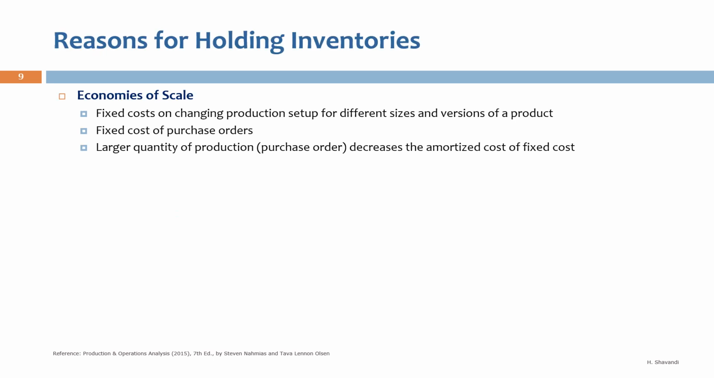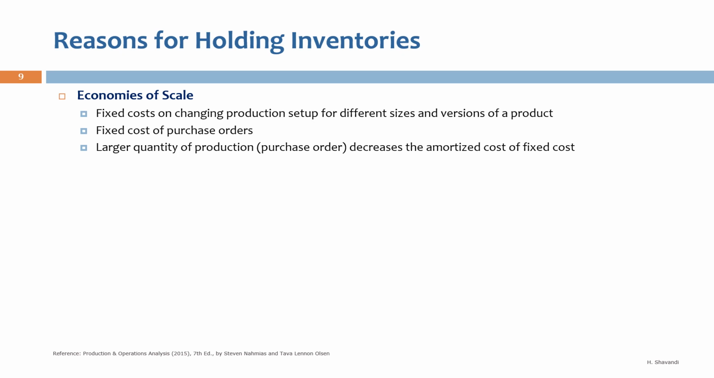Let's see the reasons we hold inventories. The first reason is economies of scale. Usually we have fixed costs for placing an order with an external vendor, or in a manufacturing environment, changing the setup of the production line to produce another part has a cost. We call this the setup cost. All of these are in the category of fixed cost for changing the production line or placing an order with an outside vendor.